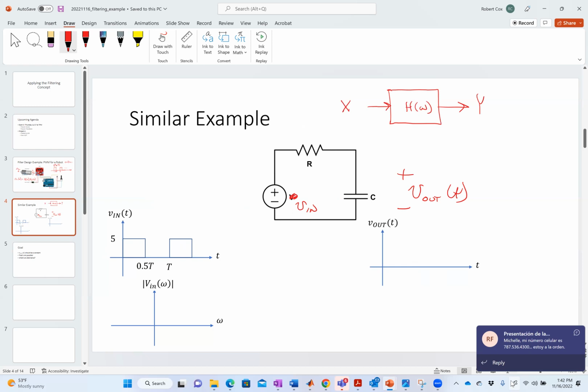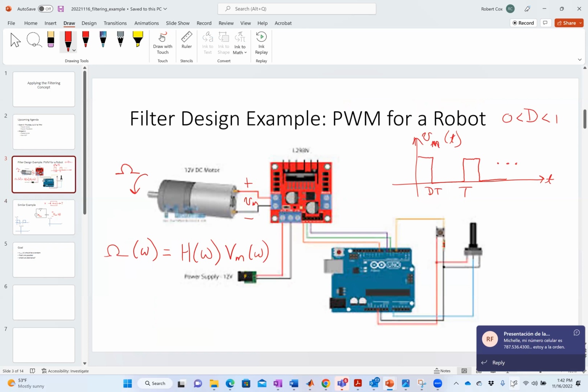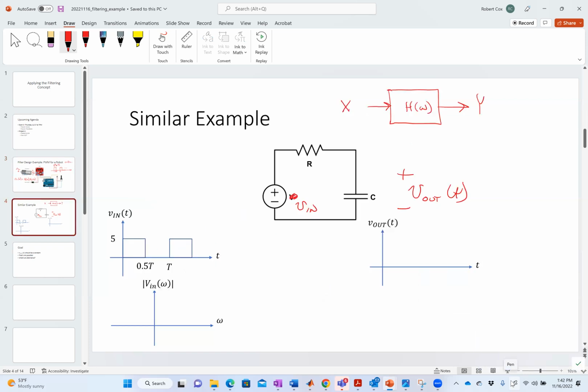I want this RC circuit to do the same thing. In other words, I want this RC circuit to have a smooth output, right? So what would that mean? All right. So if this V in of t is my input, and let's say I wanted the output to be constant, right? That's what I'm saying is I want V out to be constant.